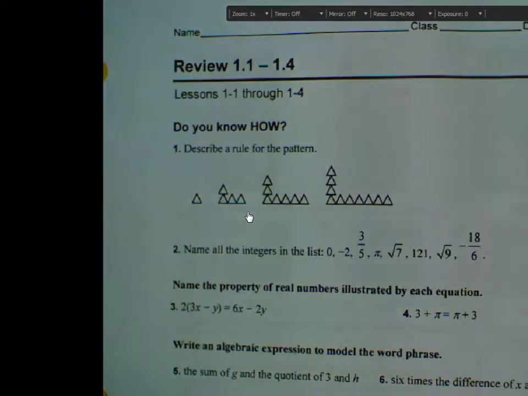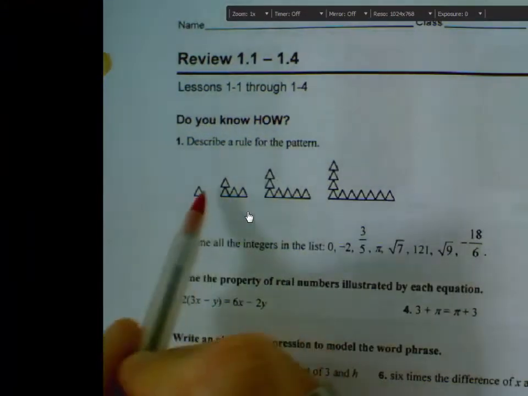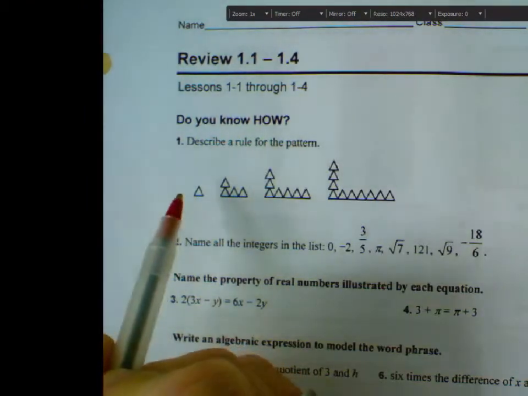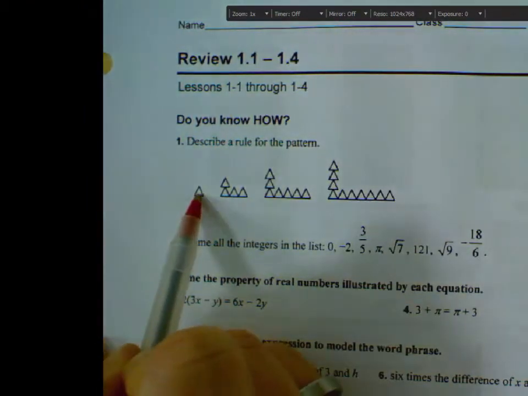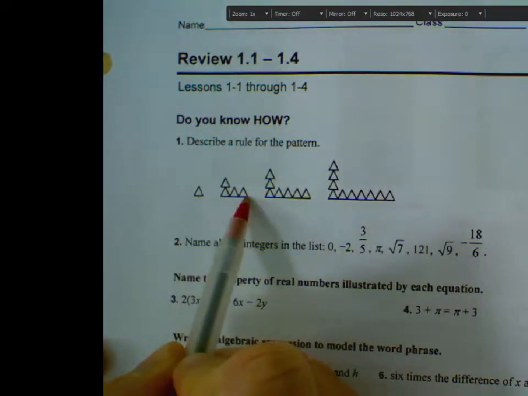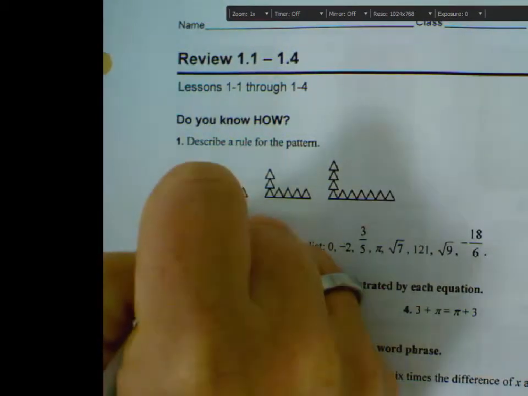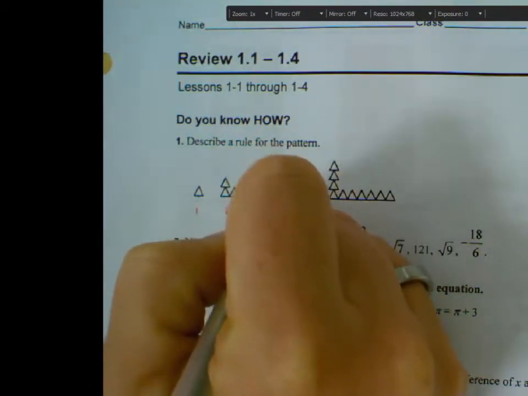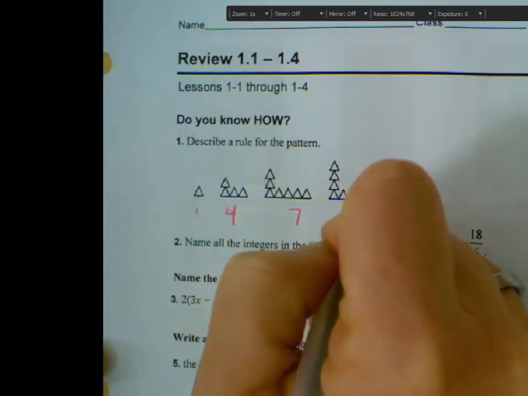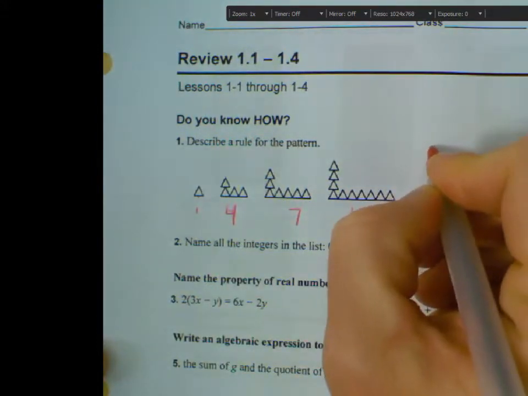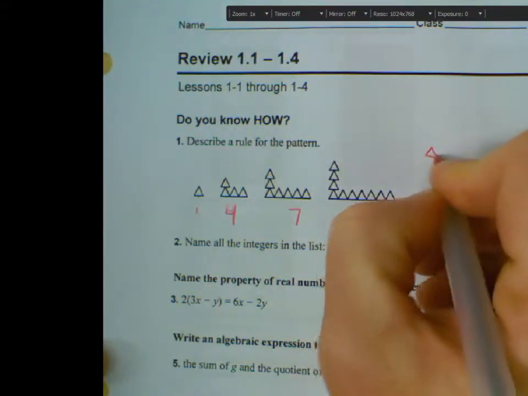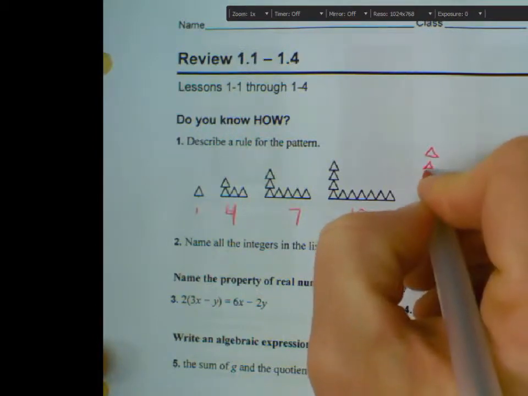Okay, here's the answer key to the review. This you're definitely going to have to be able to do on the quiz. Notice that there's one triangle and then they add 3 more triangles, so we're up to 4, and then we're up to 7, and then 10, and then you just need to draw the picture with 13 triangles.